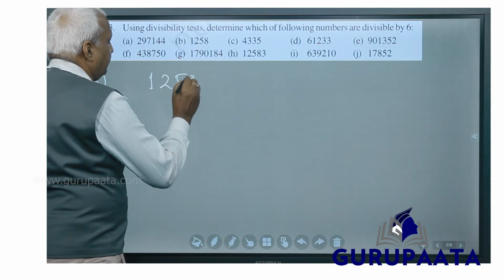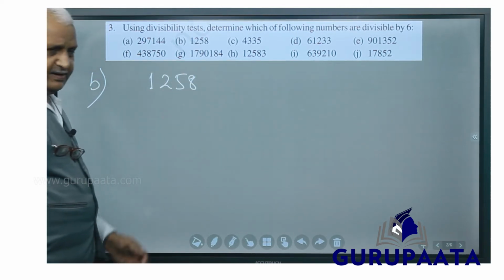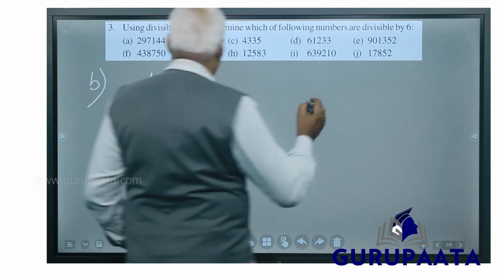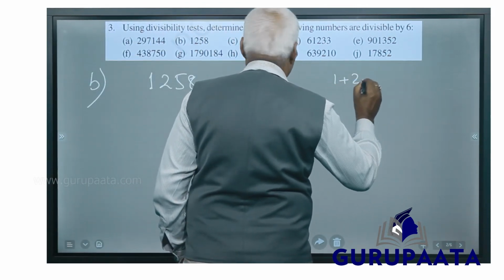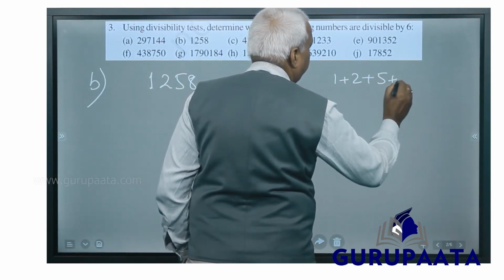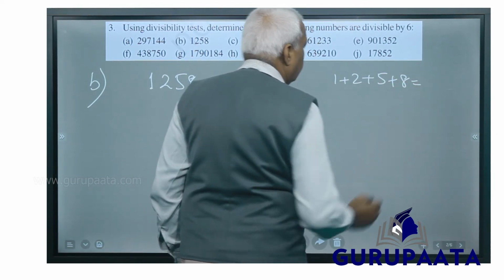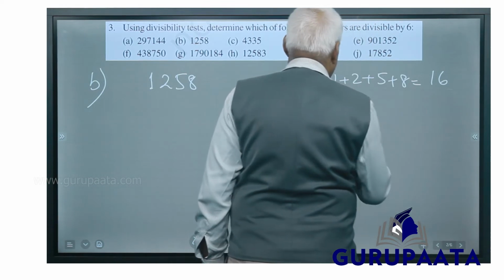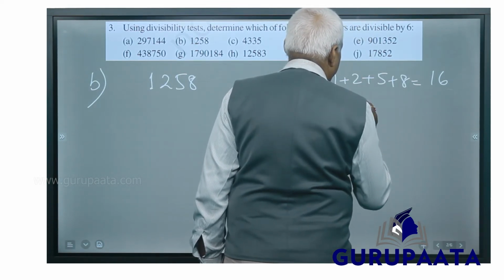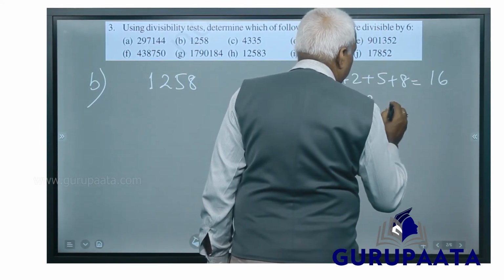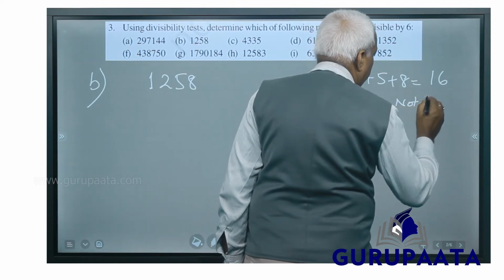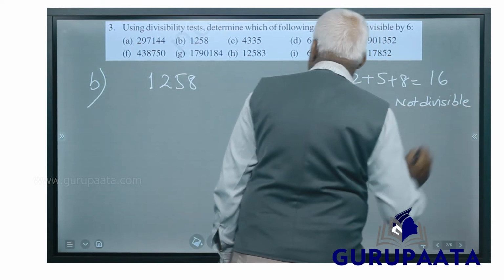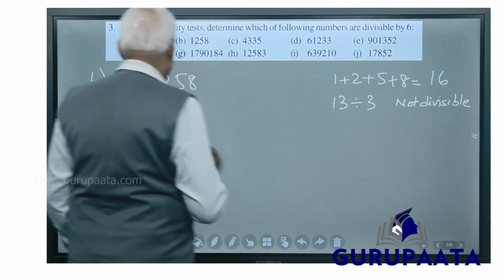1258. Whether this number is divisible by 6 or not. Take 1 plus 2 plus 5 plus 8 equal to 16. 16 divided by 3, okay, not divisible. So, this number is not divisible by 6.